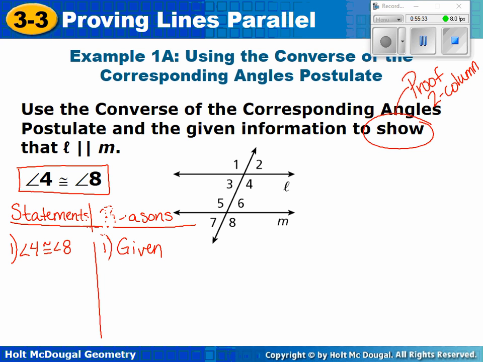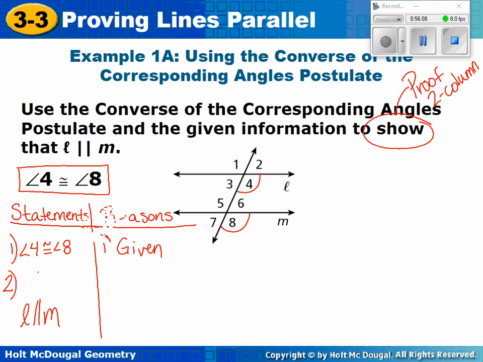When you look at the picture, I want you to mark your picture. 4 is congruent to 8. What kind of angles are 4 and 8? Corresponding. And we just learned if corresponding angles are congruent, then the lines are parallel. So that's what they want us to show. They want us to show that L is parallel to M. So number 2 will simply be L is parallel. Just kidding, let's write it down. L is parallel to M.